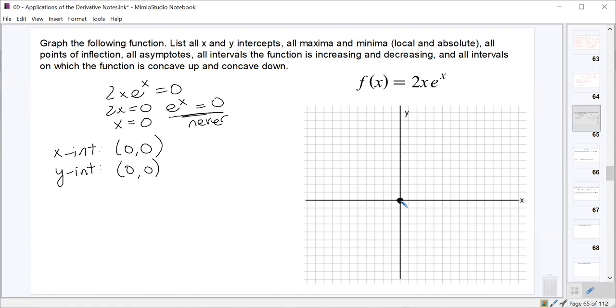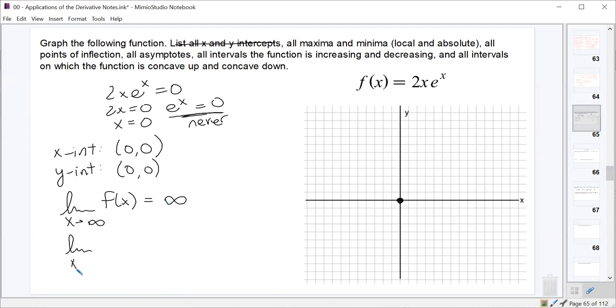And then we'll talk about asymptotes. So we've got our x and y-intercepts. Asymptotes can also be found without taking a derivative. So we'll find the limit as x approaches infinity of f of x. Well, 2 times infinity is infinity, and e to the infinity is infinity. So infinity times infinity is just infinity, which means that as x approaches infinity, the function also goes to infinity. No horizontal asymptote to the right.